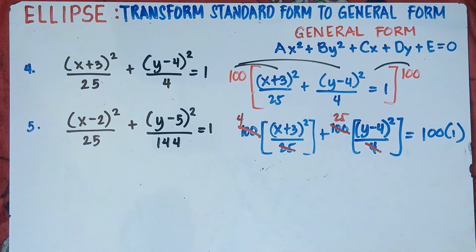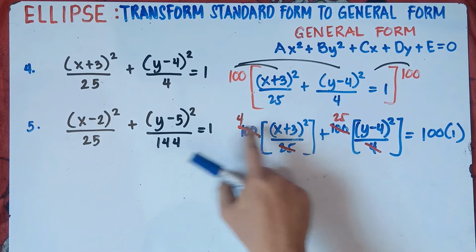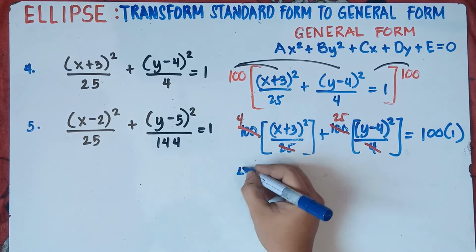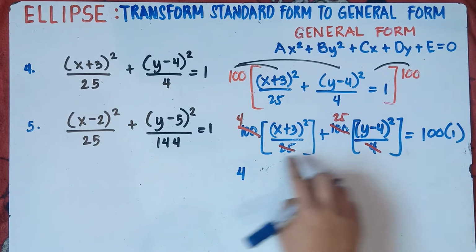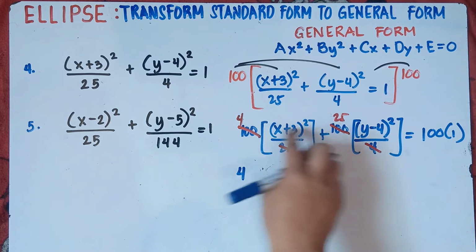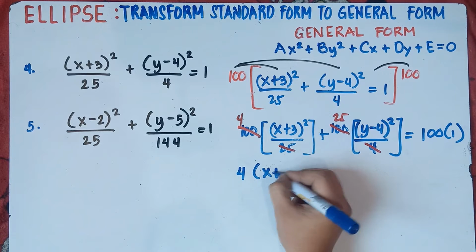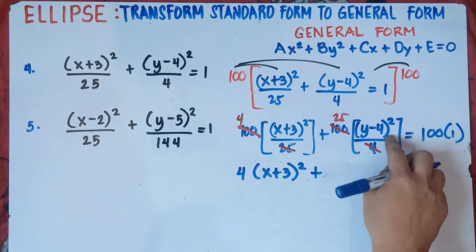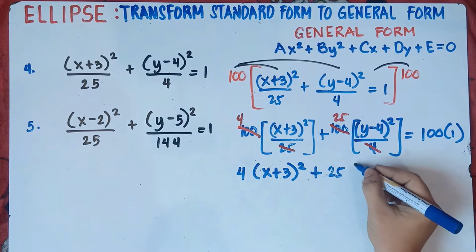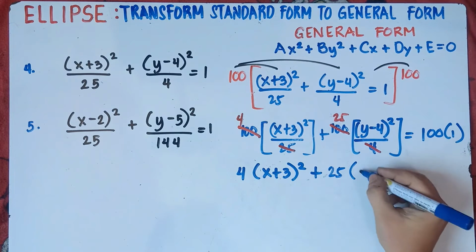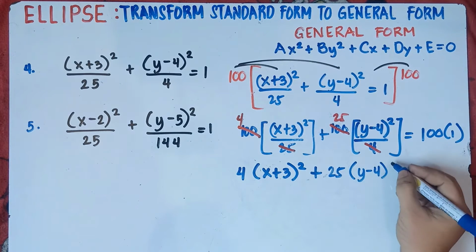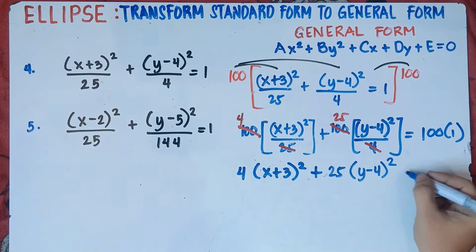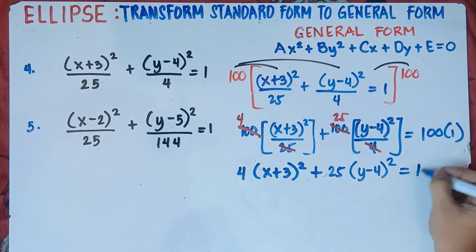Then we can now simplify and distribute, class. We just eliminated the denominators. So 4 times (x + 3) quantity squared, plus 25 times (y - 4) quantity squared, equals 100 times 1, that's 100.